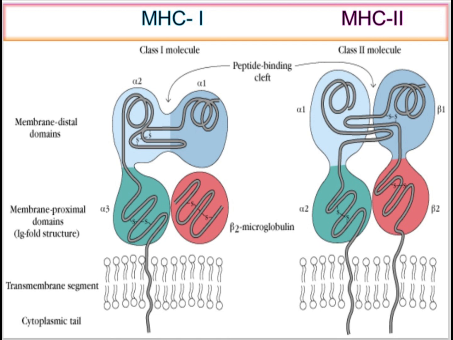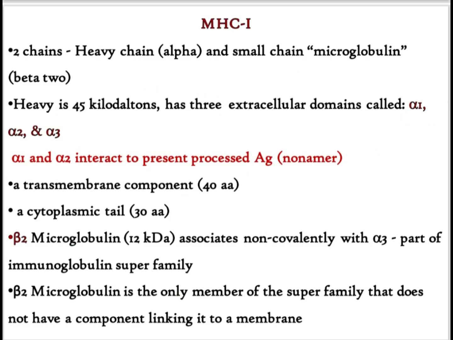MHC I has two chains, a heavy chain alpha and a small chain, beta 2 microglobulin. The heavy chain is 45 kilodaltons and has three extracellular domains called alpha 1, alpha 2, and alpha 3. Alpha 1 and alpha 2 interact to present processed antigen, with a transmembrane component of 40 amino acids and a cytoplasmic tail of 30 amino acids. Beta 2 microglobulin, 12 kilodaltons, associates non-covalently with alpha 3. It is part of the immunoglobulin superfamily and is the only member of the superfamily that does not have a component linking it to a membrane.